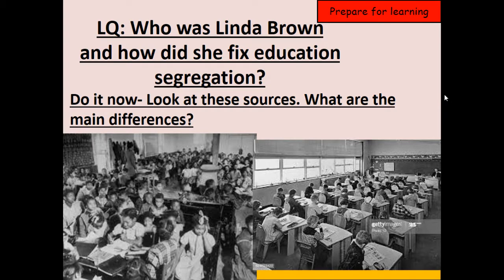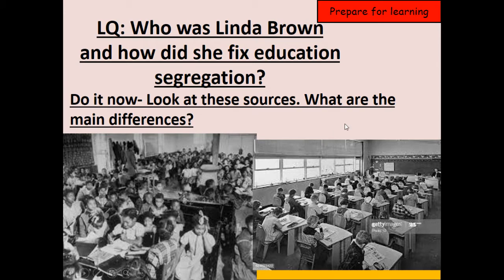What do you think they're trying to show? They're obviously both a school setting. We're looking at education today. So they're obviously both showing the same type of thing, but what are the differences? And maybe what are some similarities as well? Pause the screen, have a little think, and then I'll go through some of the answers.